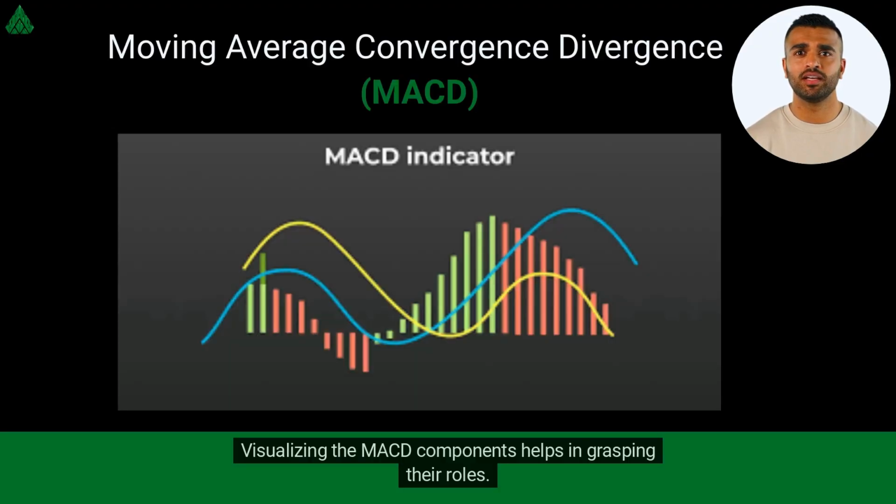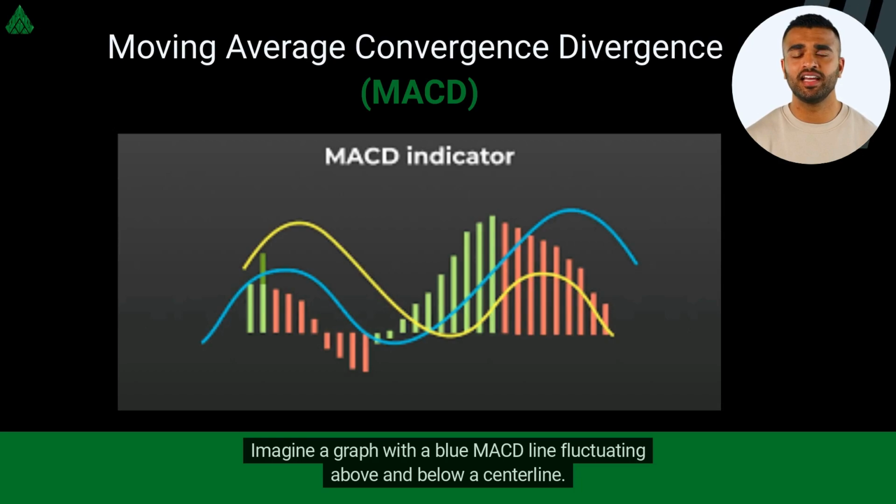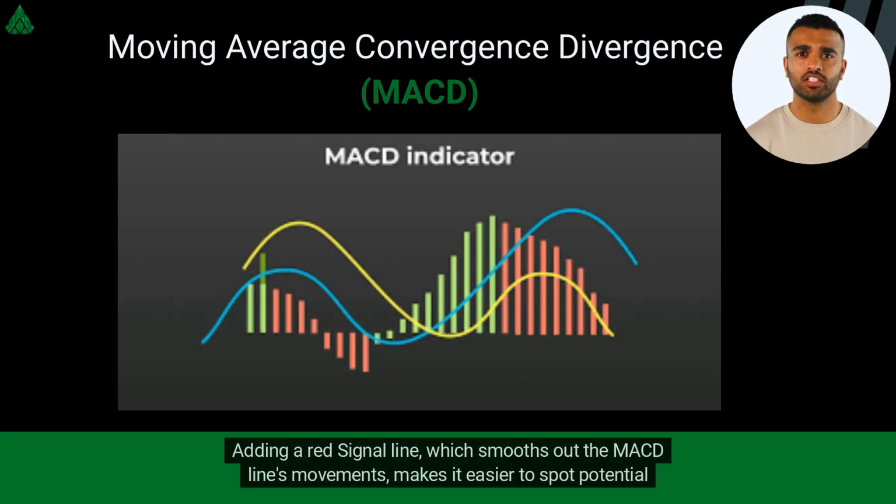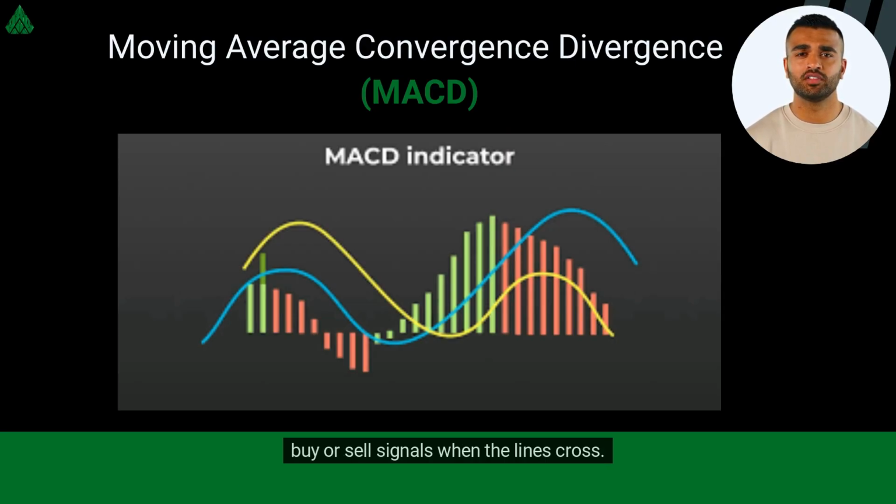Visualizing the MACD components helps in grasping their roles. Imagine a graph with a blue MACD line fluctuating above and below a center line. This line indicates the convergence or divergence of the moving averages. Adding a red signal line, which smooths out the MACD line's movements, makes it easier to spot potential buy or sell signals when the lines cross.